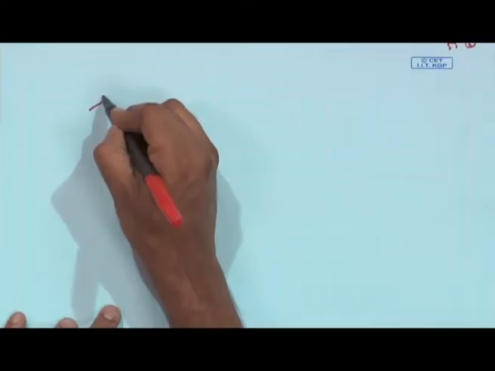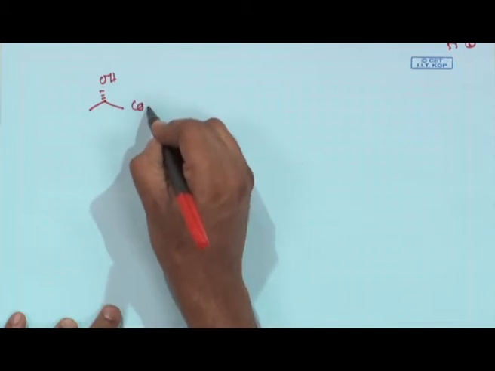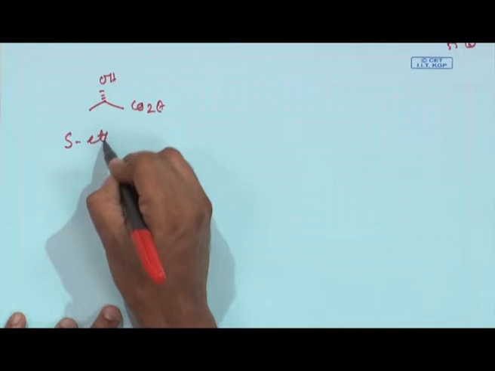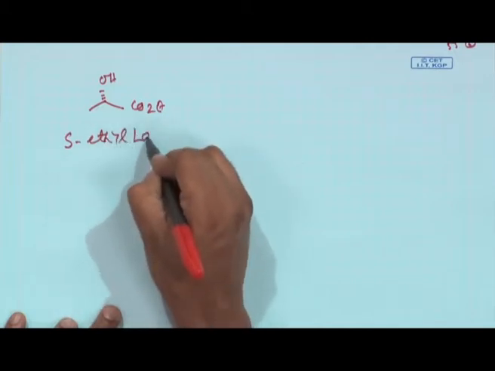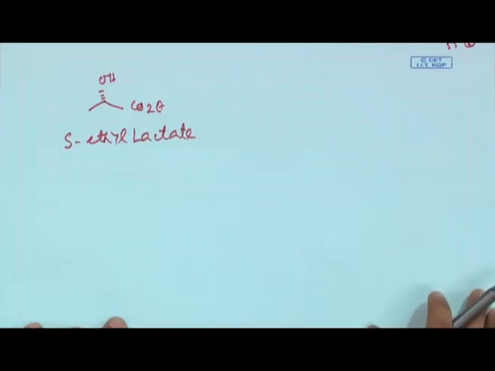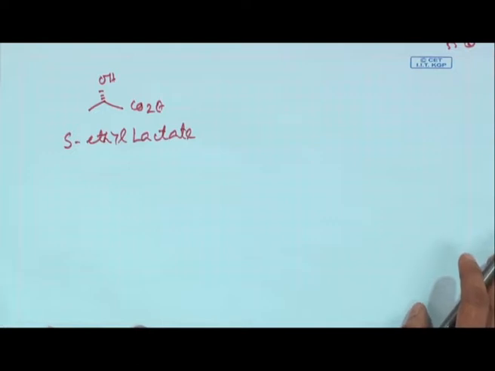We will try to do similar exercises by taking a very simple example. I will give you this compound, which is S-ethyl lactate. This is an easily available starting material which is naturally occurring. You can even call this a chiral pool. Chiral pool we will discuss a little bit later on.